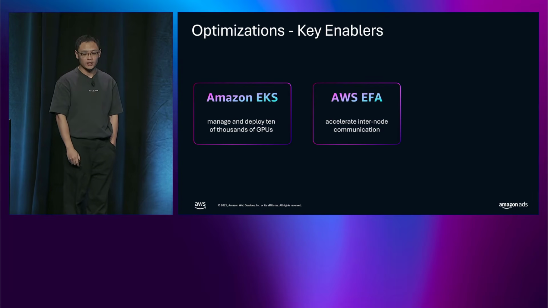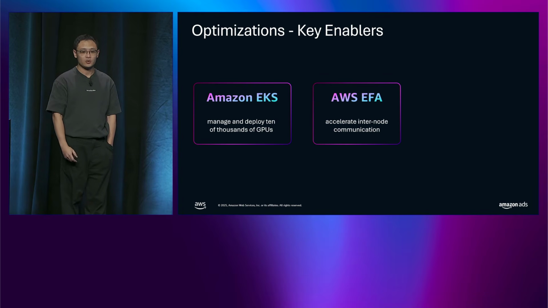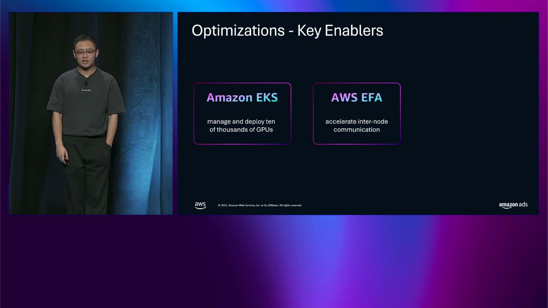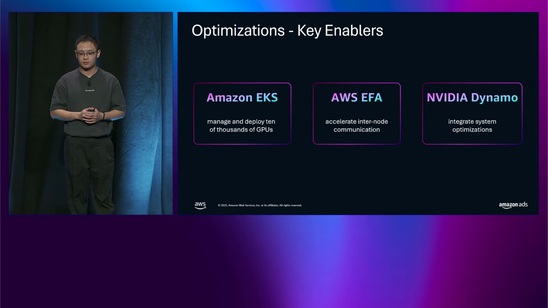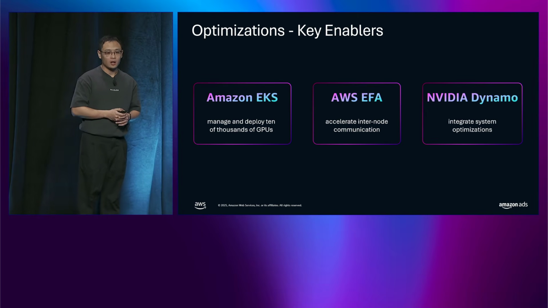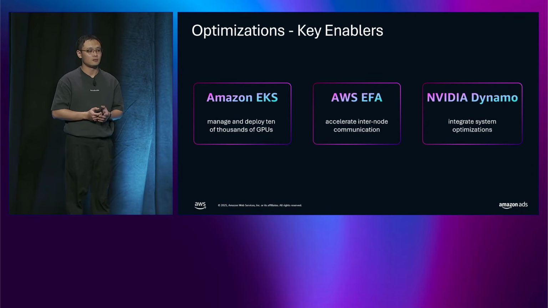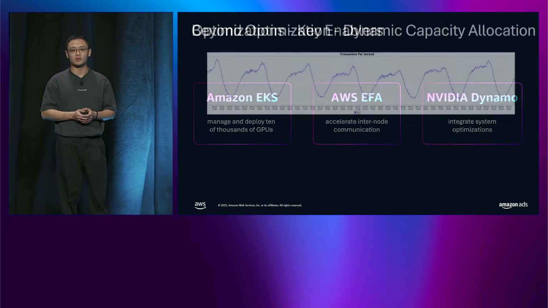For high-performing networking, we use AWS EFA to accelerate inter-node communication, as well as to better leverage network bandwidth. This is also essential for us to run distributed inference and adopt some of the optimizations. And finally, we integrate with NVIDIA Dynamo, which brings together several key system-level optimizations, including KV router, disaggregated inference, as well as low-latency data transfer. Together, these enabled optimizations help with our latency and throughput.